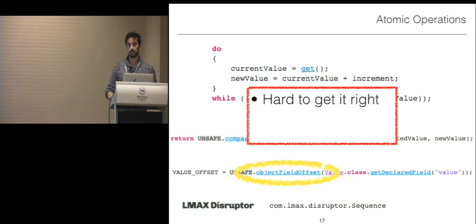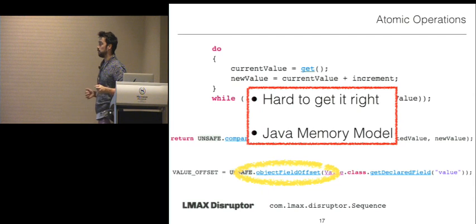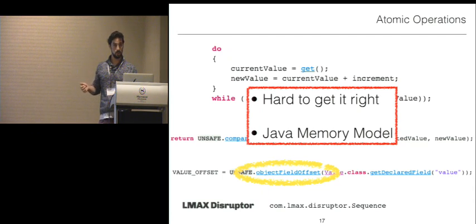The problem here is that, as with concurrency, it's really hard to get it right, and the developer needs to be aware of the Java memory model, and how Unsafe interacts with the memory model of Java.